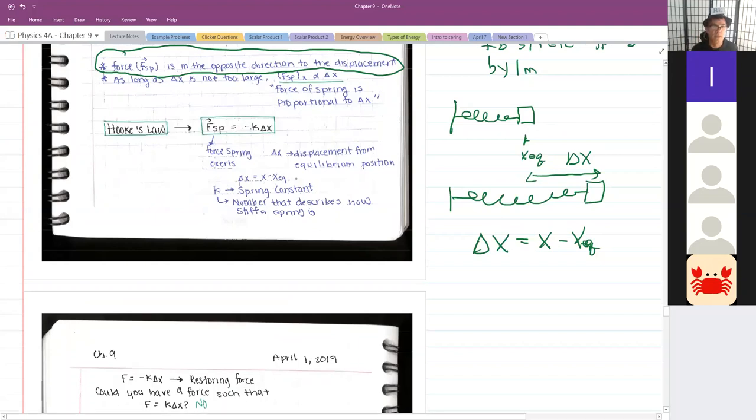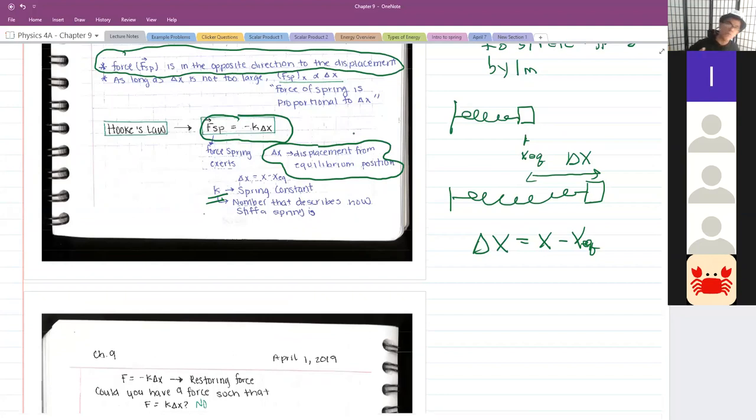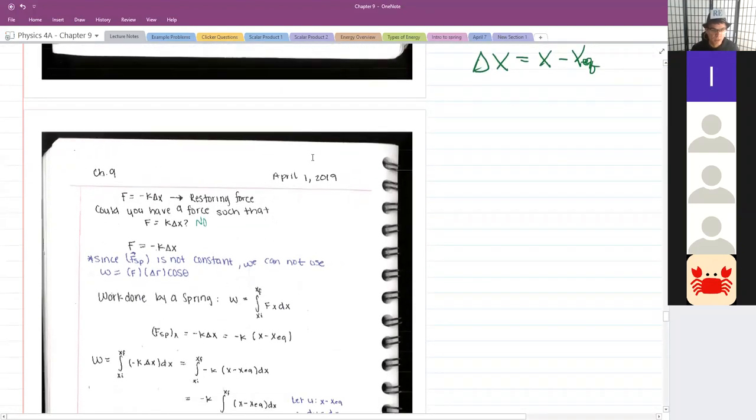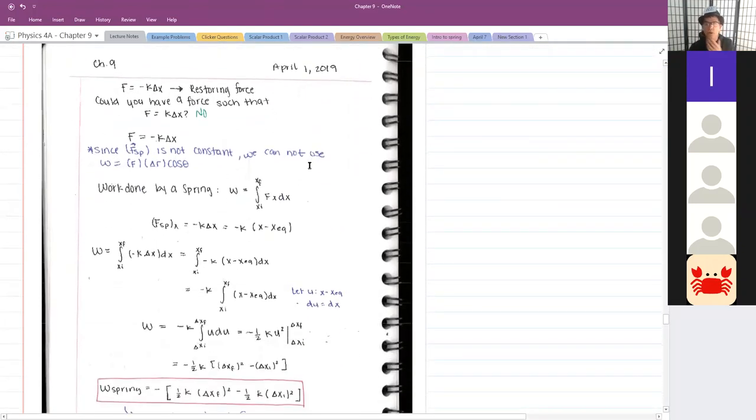It says the force that the spring exerts is equal to negative some constant, called the spring constant, times how much the spring is displaced away from equilibrium. And so the more I stretch a spring, the bigger the force is pulling it back to equilibrium. The more I push a spring, the bigger the force is pulling it back to equilibrium. Okay, so let me just pause there.